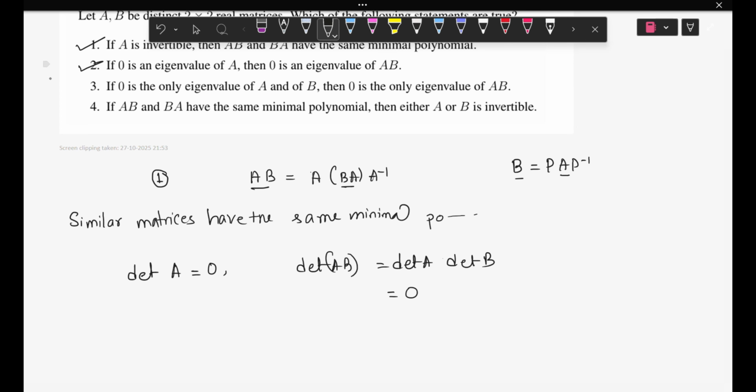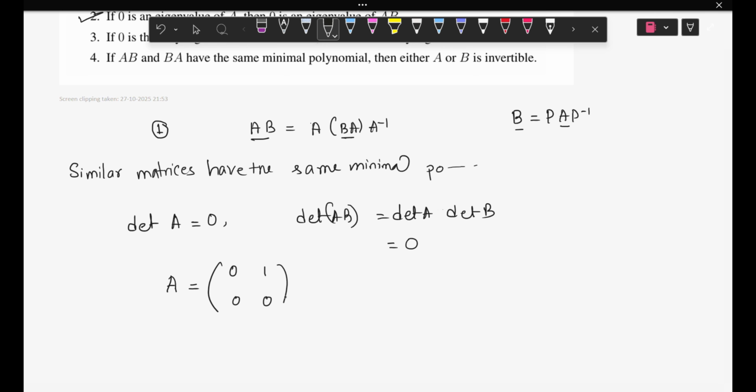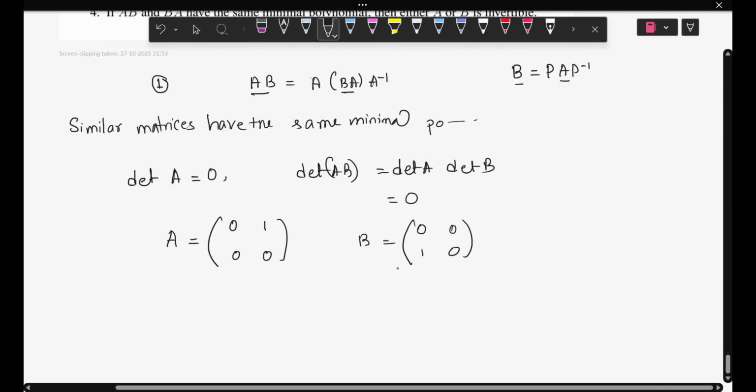Now option 3 is saying that if 0 is an eigenvalue of A and B, then 0 is the only eigenvalue of A. So this option is not correct. For this I am considering an example. A is equal to a matrix whose eigenvalue is 0, 0 1 0 0. So this is a matrix whose eigenvalues are 0 and 0. Again I'm considering a matrix B whose eigenvalue is also 0, 0 1 0 0. So A and B are matrices where both have 0 as their only eigenvalue. Now let's calculate AB.